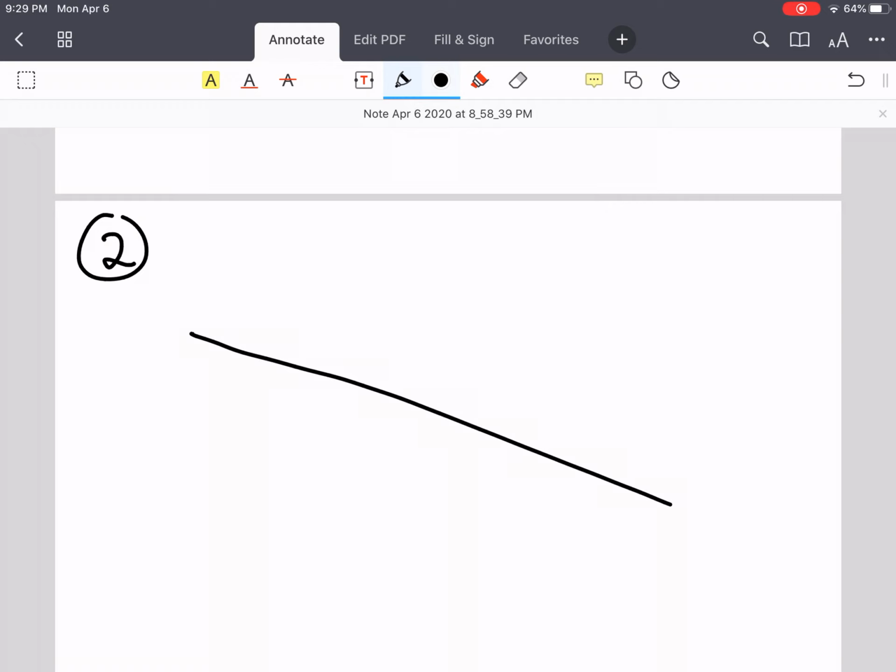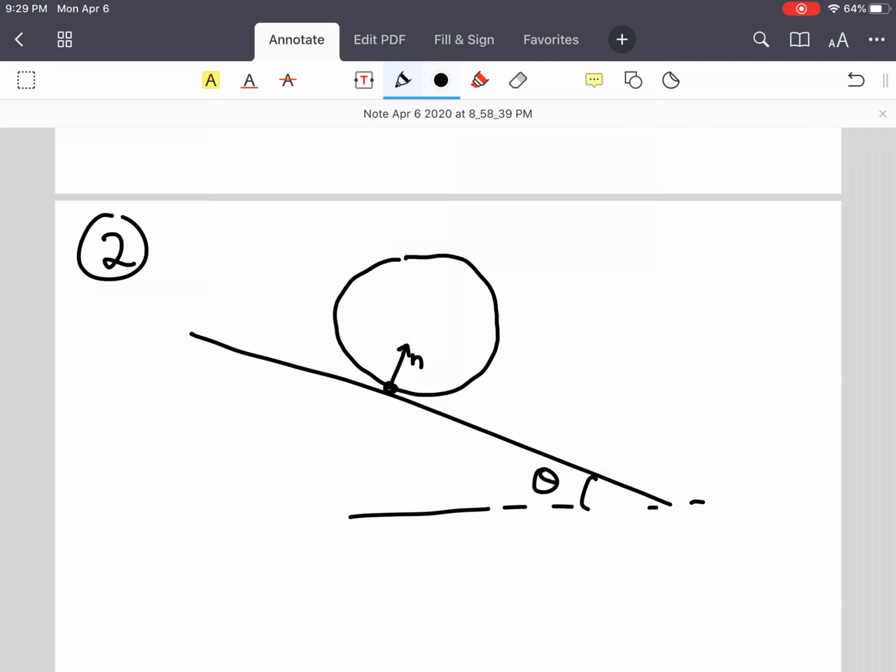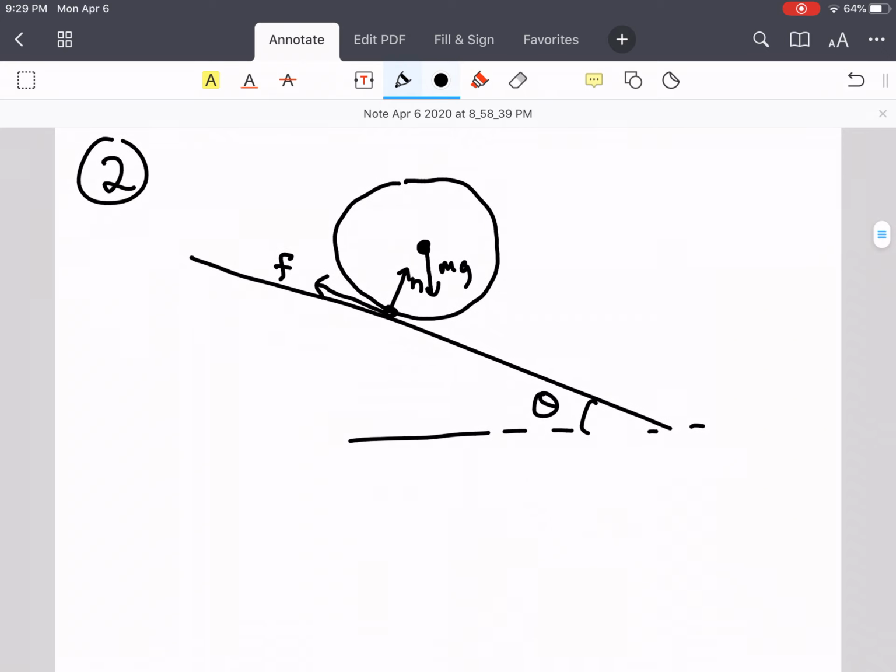So here's my ball on the incline. Let's call theta the angle here off of the horizontal. And as I drew on the previous slide, there are three forces. There's the normal force. There's gravity, which acts straight down at the center of mass. And then there's friction, which will go uphill. I'll label that just lowercase f because I haven't told you if it's static or kinetic yet. Let's just label it F. Okay, so there are three forces here.